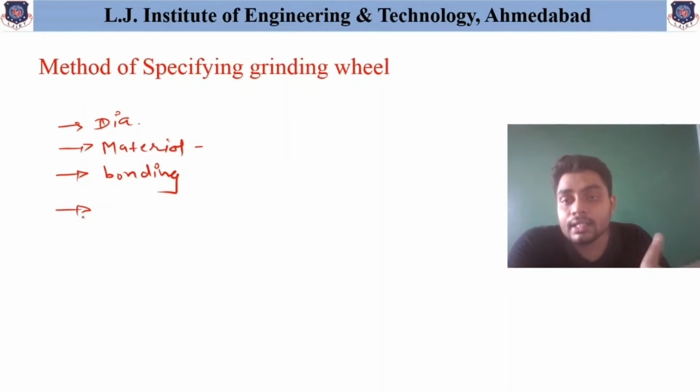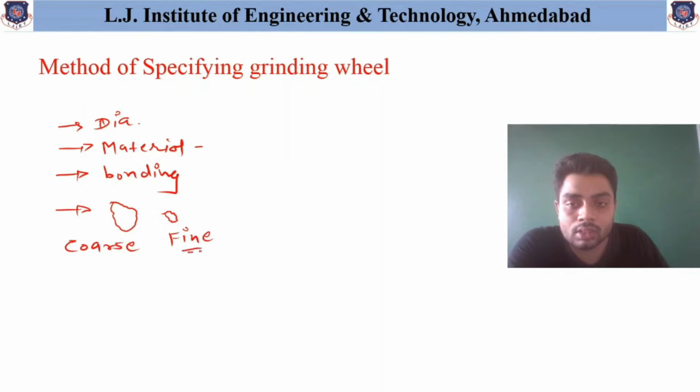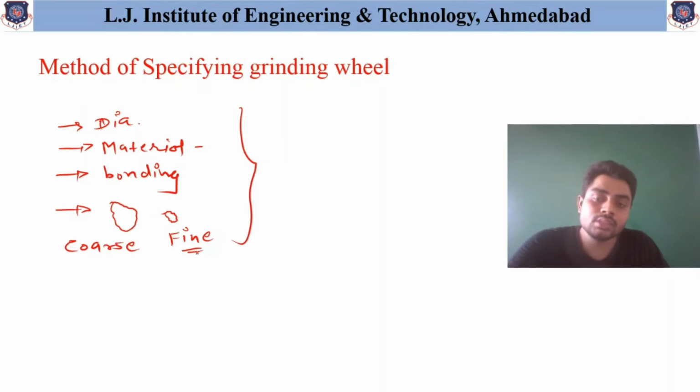Other than this, the abrasive particles used in grinding wheels may be of similar design or similar shape, but the particles may be of large size or of smaller size. If the size of the particle is comparatively large, those particles are called coarse particles. If the size is comparatively small, those particles are called fine particles. So these are the different variations, and based on them you may require different types of grinding wheels.